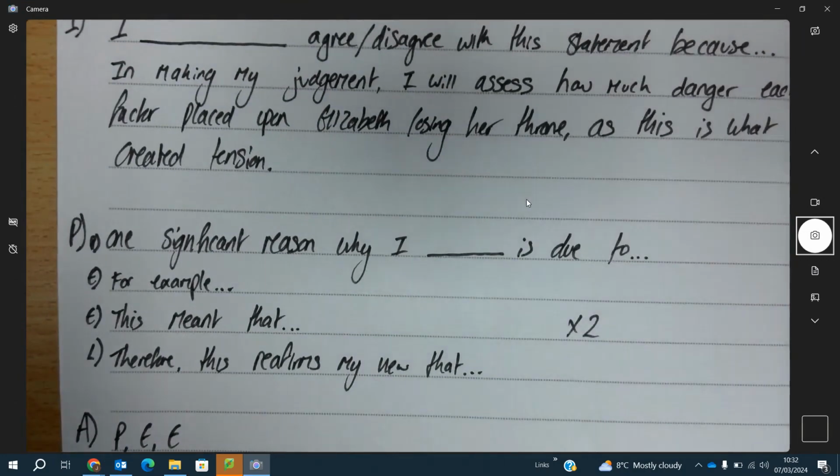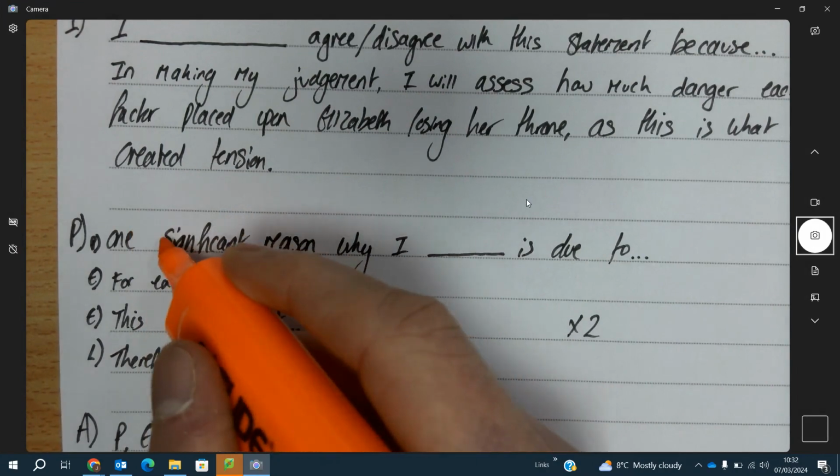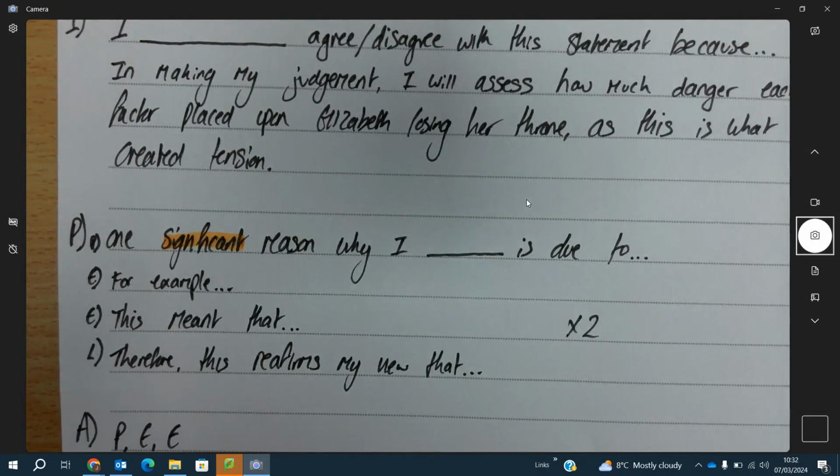So I've put here one significant reason. Again, this is so important. Okay, this is basically saying this is important enough for me to talk about. If it's insignificant, I'm not going to write about it because I've only got 2 paragraphs. So one significant reason why I agree or disagree is due to. And here again, I'm now just following that PEEL structure that we explored in question 2. So you can go back and see that.